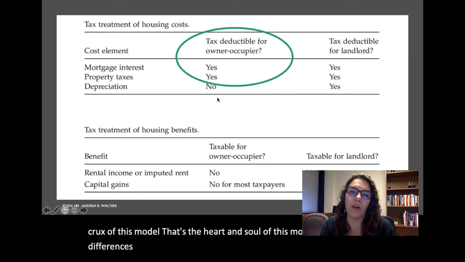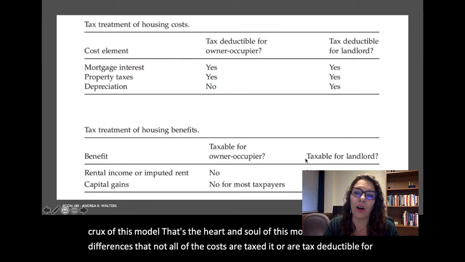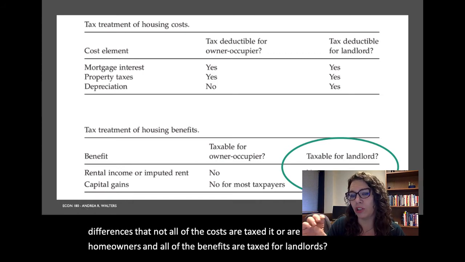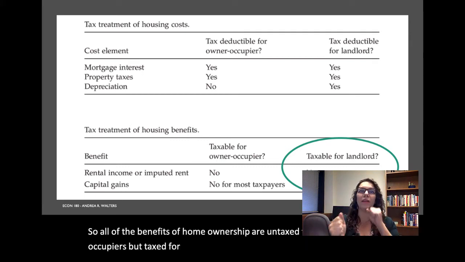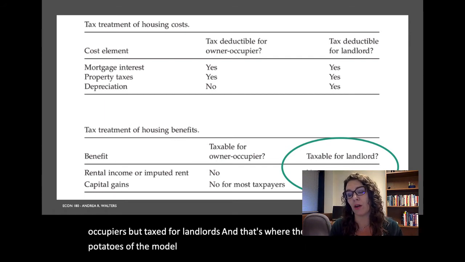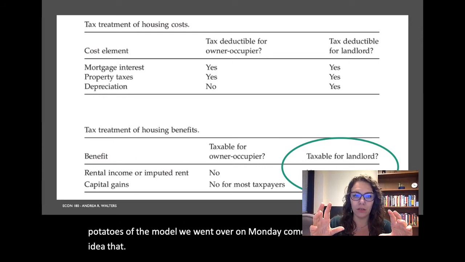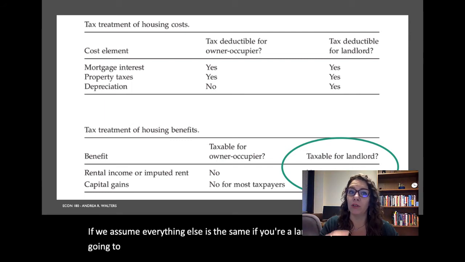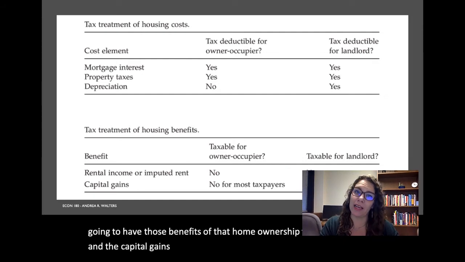That not all of the costs are tax deductible for homeowners, and all of the benefits are taxed for landlords. So all of the benefits of home ownership are untaxed for owner-occupiers, but taxed for landlords. And that's where the meat and potatoes of the model we went over on Monday comes from. It's this idea that if we assume everything else is the same, if you're a landlord, you're going to have those benefits of that home ownership, the rental income, and the capital gains taxed, where owners don't pay taxes on those things.